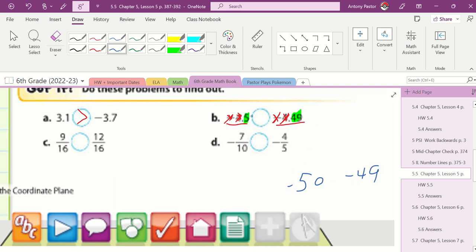So, would you rather owe $50 or $49? In this case, the negative 4.49 is greater than negative 4.5.